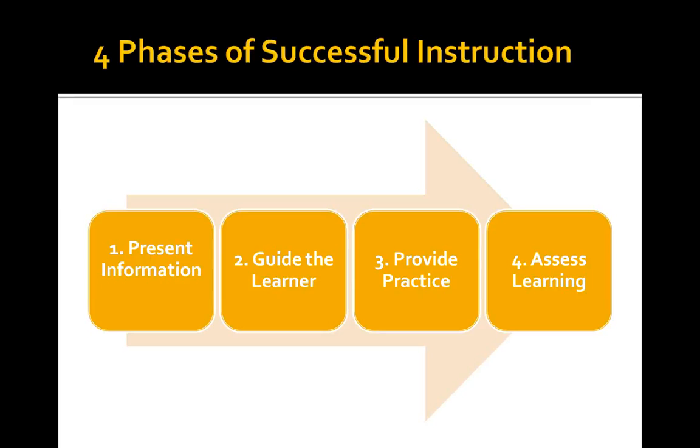with the 4 phases of successful instruction. And this comes from Alessi and Trollope. And they state that in order to facilitate learning in a moderately efficient way, the process must include several essential elements. And those include, first, to present information. Anytime you're teaching something new, whether it be knowledge, skills, or attitudes, the information must first be presented.